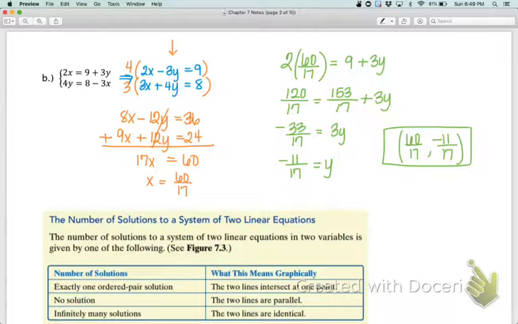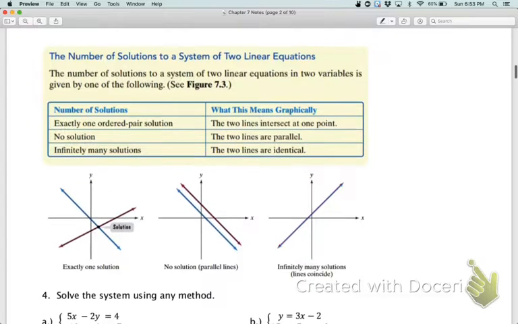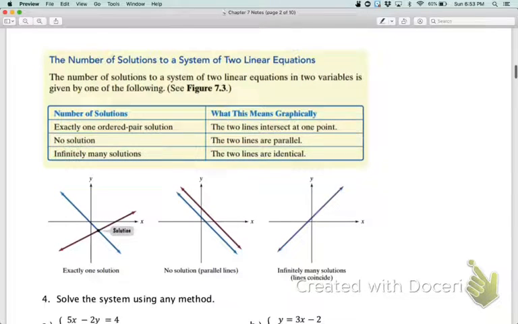The last thing that I want to look at is the three types of solutions that you can get, okay? So all the ones that we have seen so far follow this first scenario of exactly one solution. The two lines intersect, and what we are finding is this ordered pair right here where the two lines intersect. But there are two sort of odd cases that can also happen.